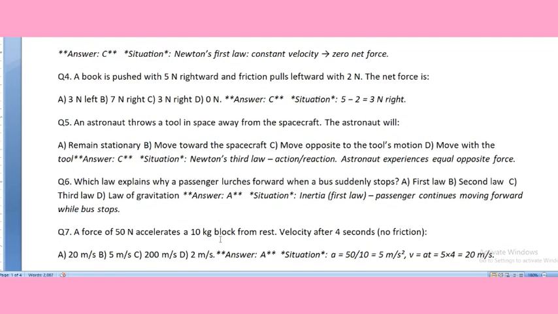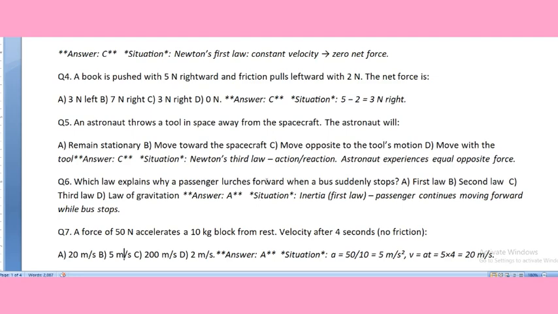From the given information, what is the applied force? The force applied by the astronaut on the tool. So the tool acts in a given direction. So the correct answer is C. Newton's third law of motion states that for action and reaction, when the astronaut exerts a force on the tool, the tool also exerts an equal force in the opposite direction. So the astronaut experiences an equal force.